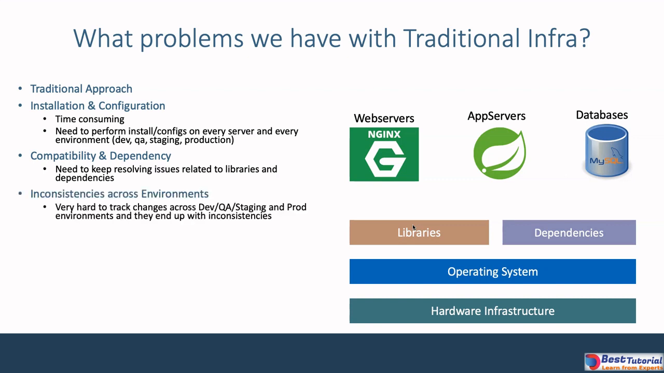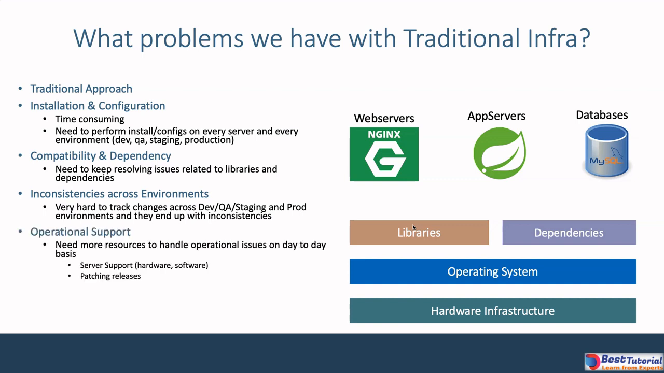And inconsistencies across environments. So if you have 5 dev environments, 5 QA environments, 5 staging environments, and 2 production environments, it is very hard to track changes across these environments, and they end up with multiple inconsistencies. But in Docker, if you package it once and leverage it across all the environments, then there is no chance of missing or having inconsistencies in our Docker images.